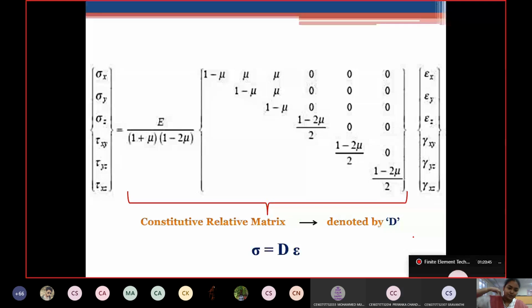Now, this was the 3D constitutive relative matrix for a 3-dimensional elemental cube. I already told you the point of going for 3-dimensional was that it would be easy for us to reduce to 2-dimensional and 1-dimensional. Now, we will try to see the special cases. In special cases, we have 1-dimensional.